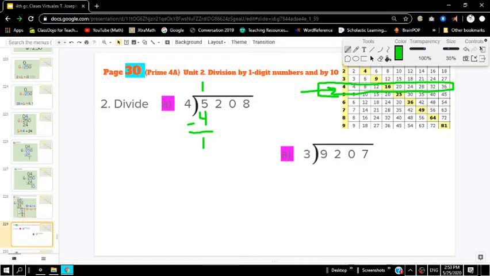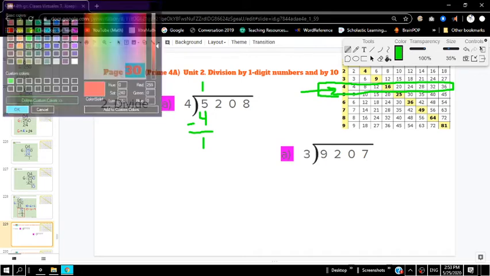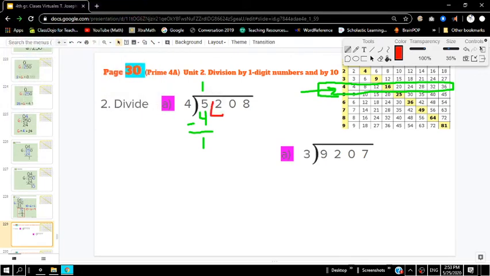All right, we're finished with our first step. Now what we need to do is figure out which number is going to be brought down into our problem. That number is a 2. So let's bring that number down, and let's see how many times 4 enters 12. I like to write it like this.